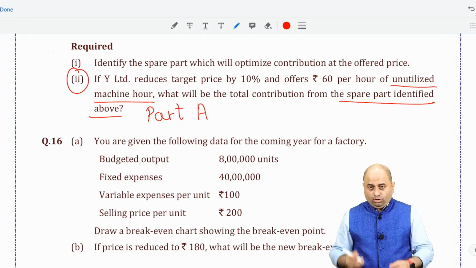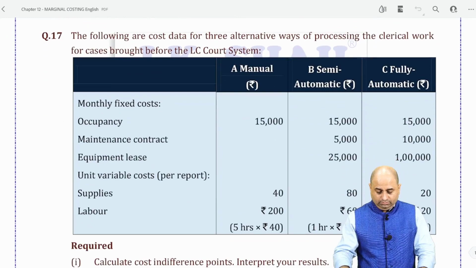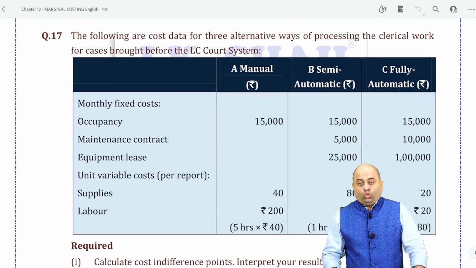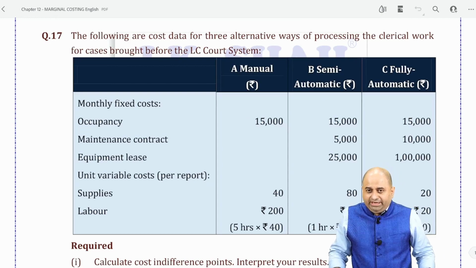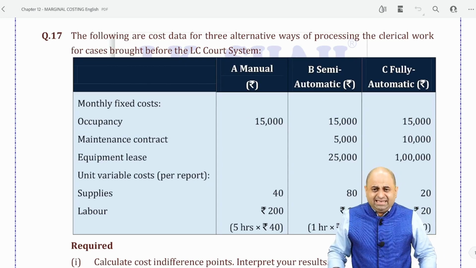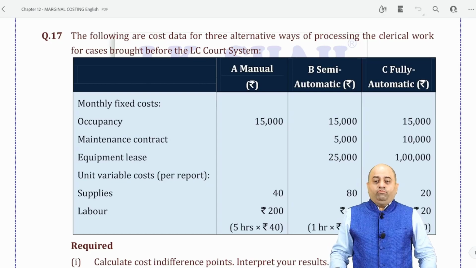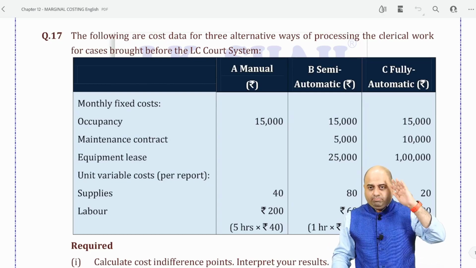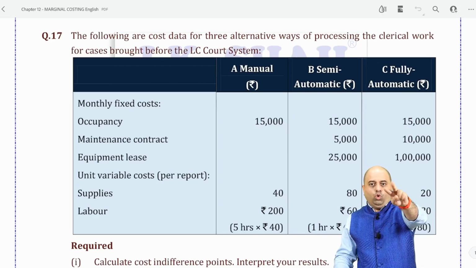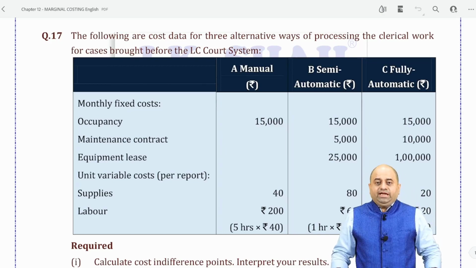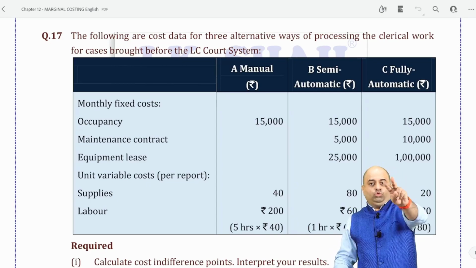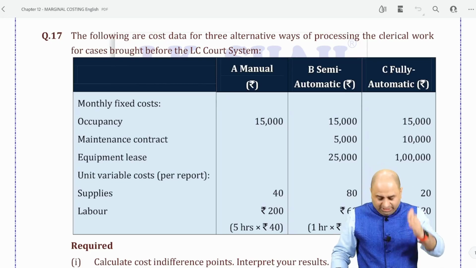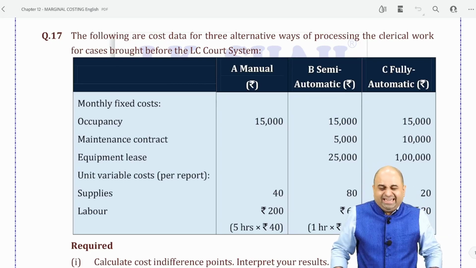Now, moving on to question 17. Question 17 introduced us to the concept of indifference point. Indifference point is basically a concept where we become indifferent between selection of 2 options. I repeat, indifference point is a concept where we become indifferent between selection of 2 options based on a certain criteria. In this question, we deal with cost indifference point.